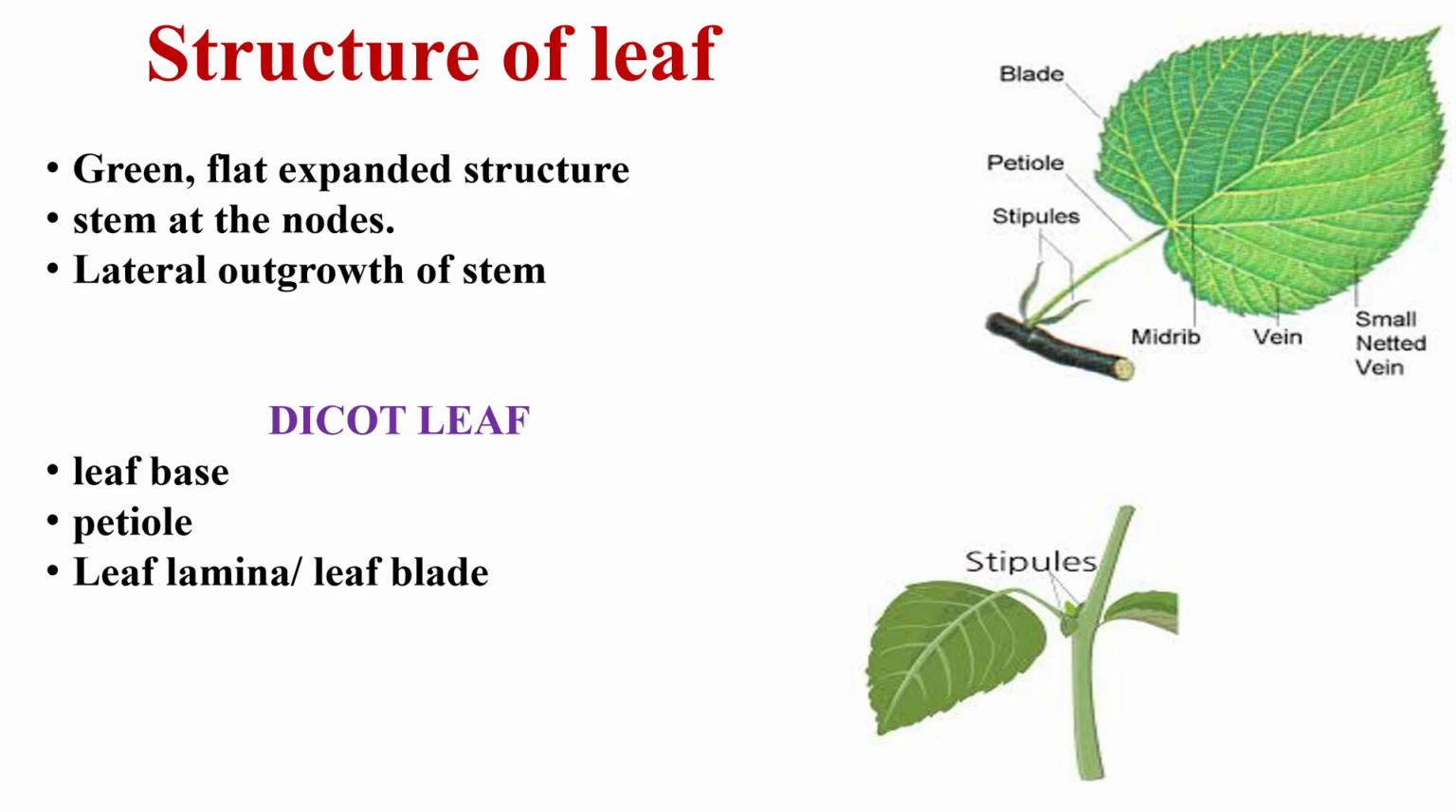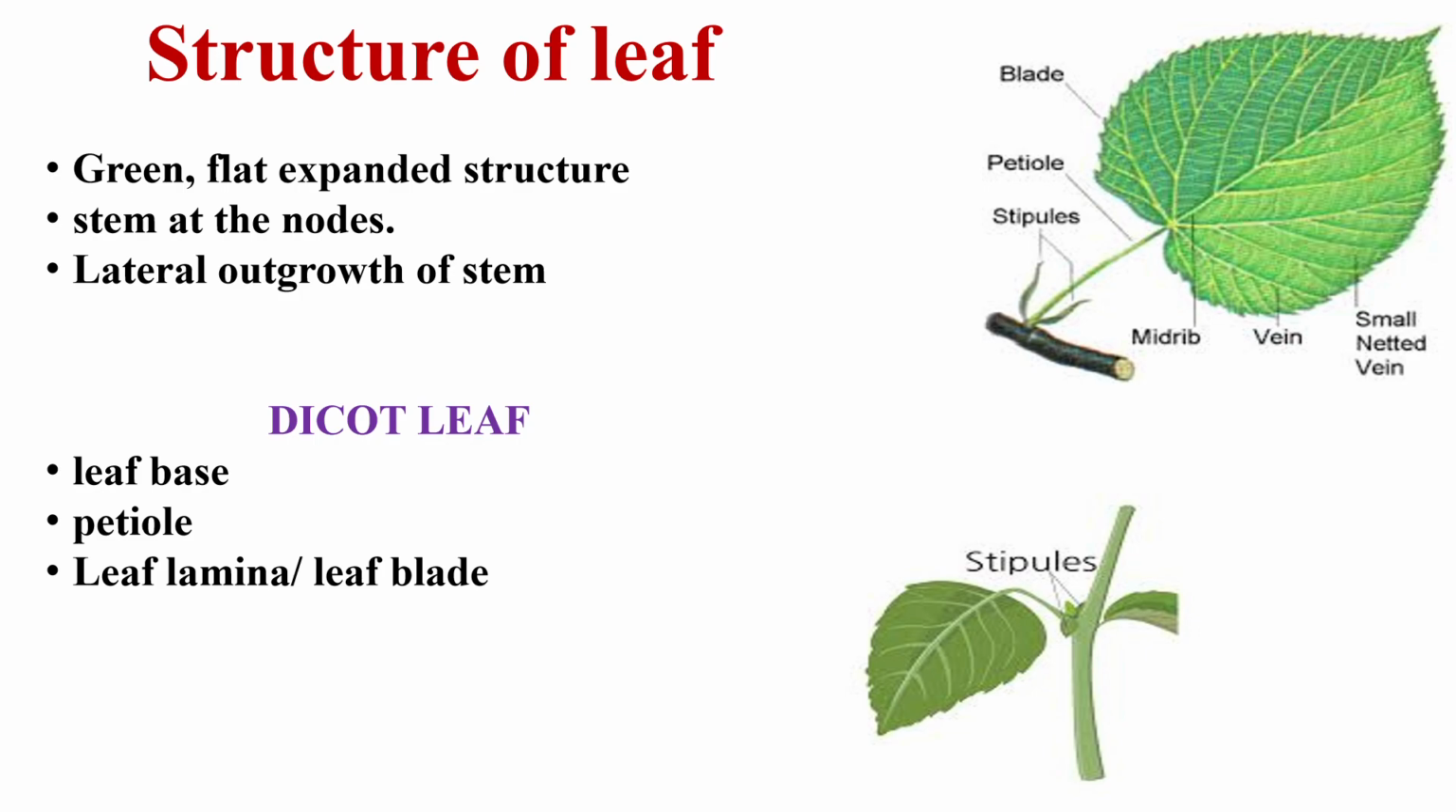Basically, plants are classified into two categories based on the number of cotyledons. They are monocot and dicot. Monocots are flowering plants that contain only one cotyledon, and dicots have two cotyledons. The main parts of a dicot leaf are leaf lamina, petiole and leaf base. As well, in dicot leaves, there are two small leaf-like structures present at the base of the petiole, known as stipules.